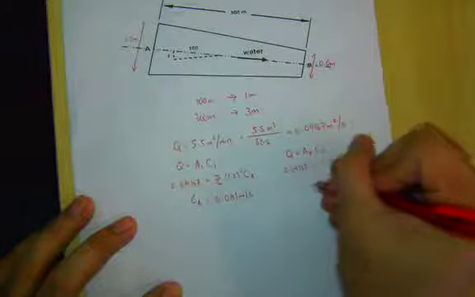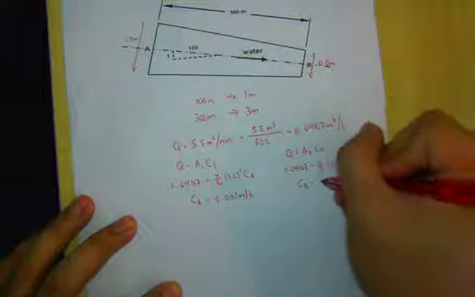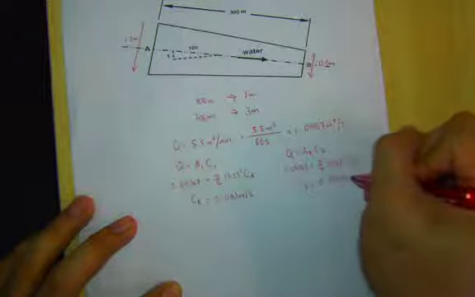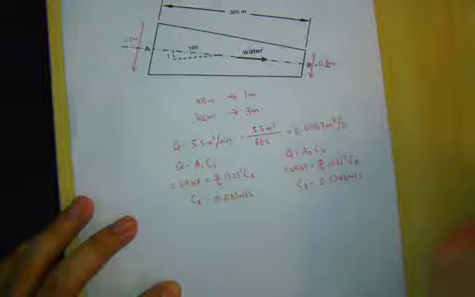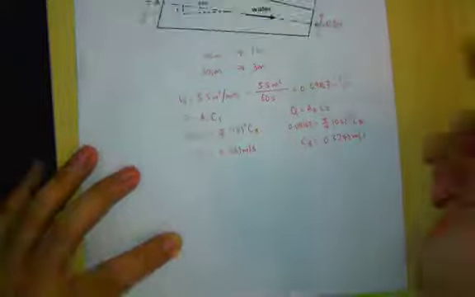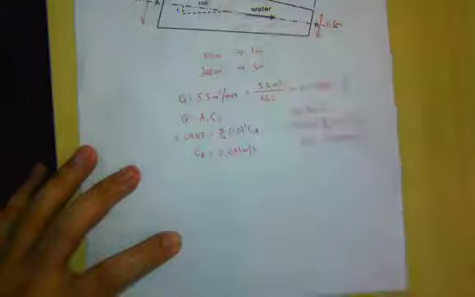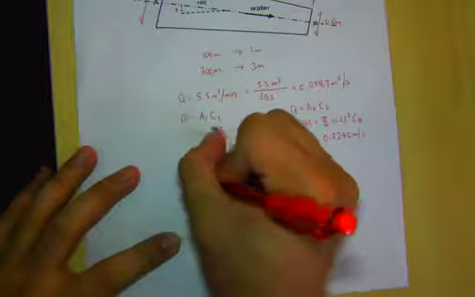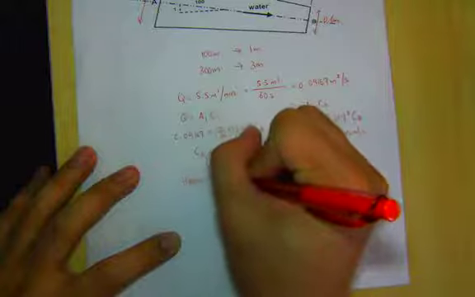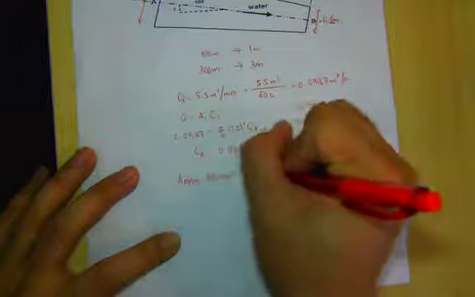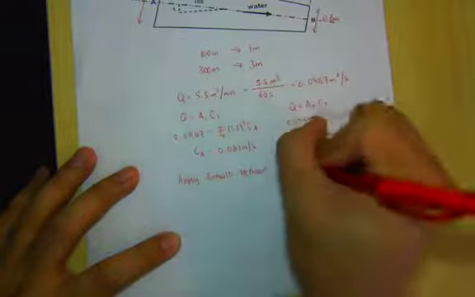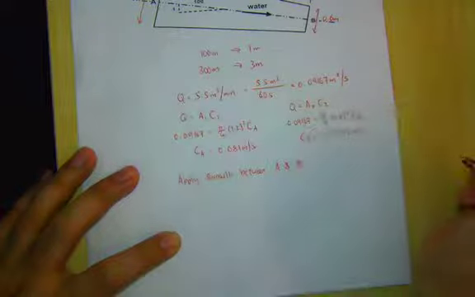Same thing, we also need to calculate your CB. Same concept, 0.09167 is equal to A2, which is pi over 4 times 0.6 square times CB. So if you calculate your CB, this will give you 0.3242. So you have our velocity for A and also for B.